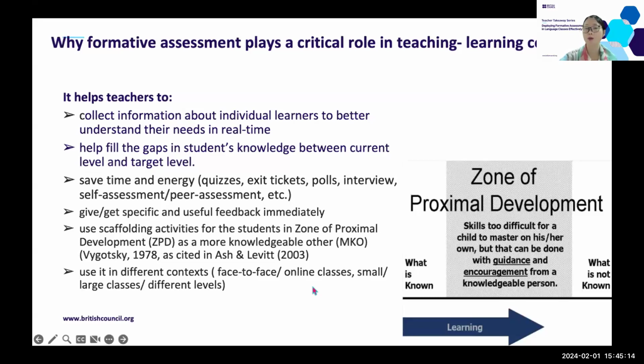Here you can see what zone of proximal development means, which means they cannot do that kind of task or acquire that skill yet on their own. However, with the help of others, by teachers or by their peers, they can achieve that goal. So this is what is meant by zone of proximal development.